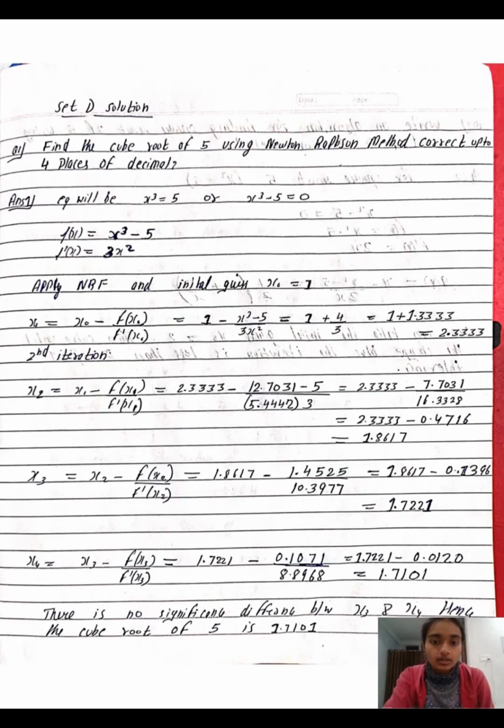Now let's start. The first question is: find the cube root of 5 using the Newton-Raphson method, correct up to 4 places of decimal. Here is the solution of the first question. Now we have to find the cube root of 5.